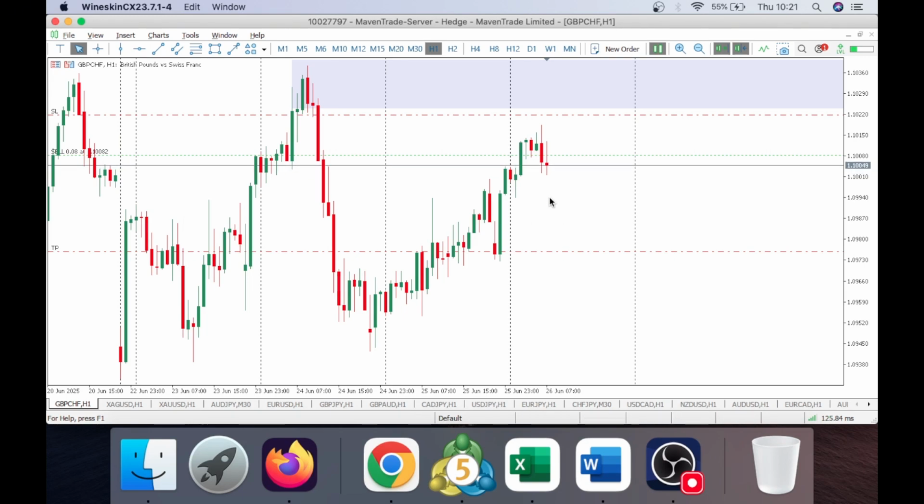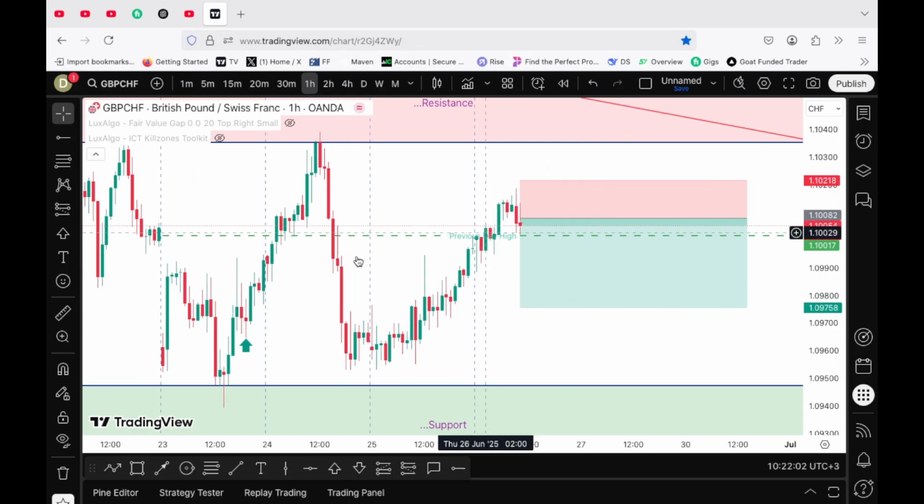In this video, I'm going to explain why I have taken the GBP Swiss franc trade in today's London session. As you can see, I've entered here. This is MT5. I've taken a trade here on MT5. I'm targeting around 1 to 2.3. Let me explain my reasoning behind this trade. Let's just go to TradingView.